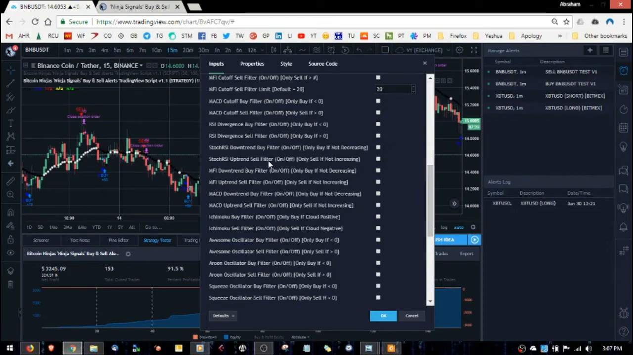Stochastic RSI downtrend buy and uptrend sell filter works simply by ruling out buys, knocking out any buys that are happening if stochastic RSI is decreasing.